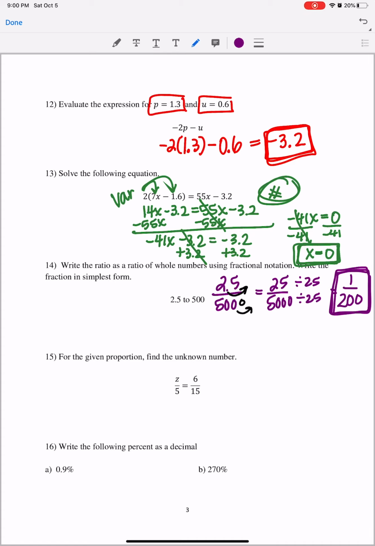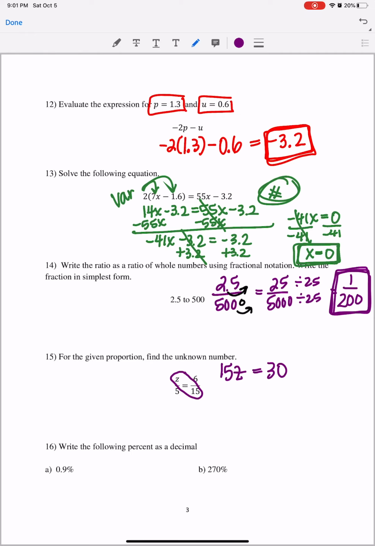15, for the given proportion, find the unknown number. So cross multiply, and I always like to cross multiply with that variable there. So z times 15 gives me 15z equals 5 times 6 is 30.